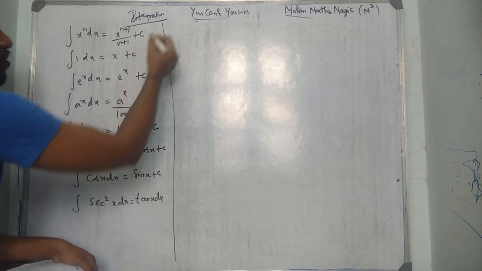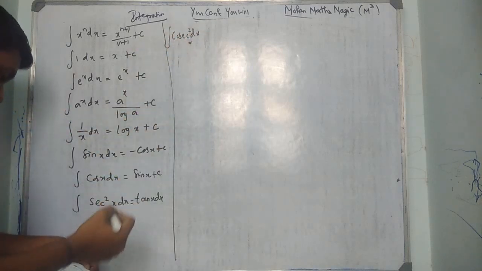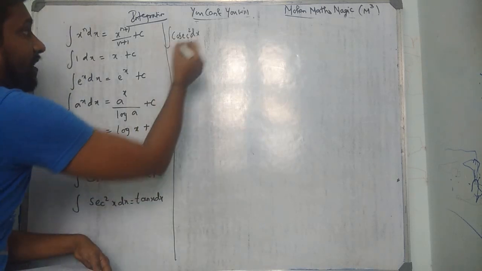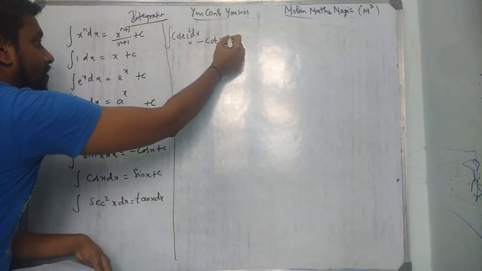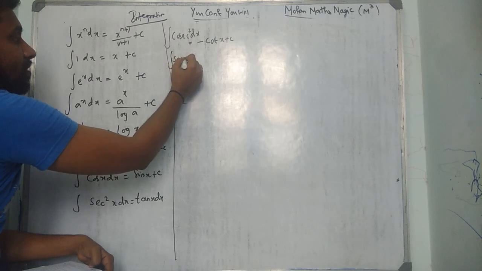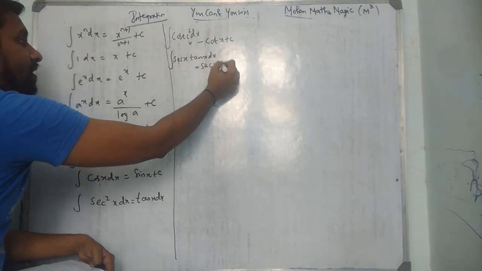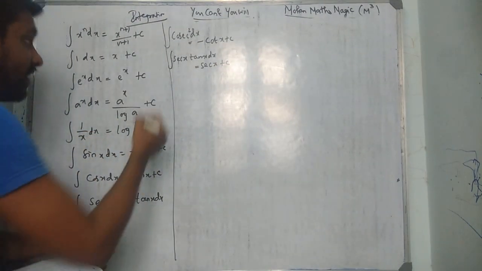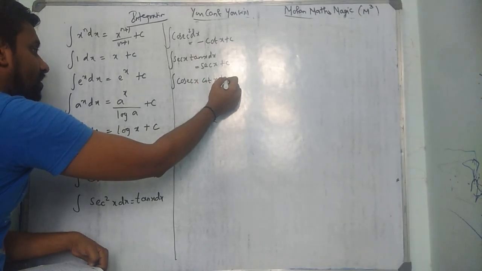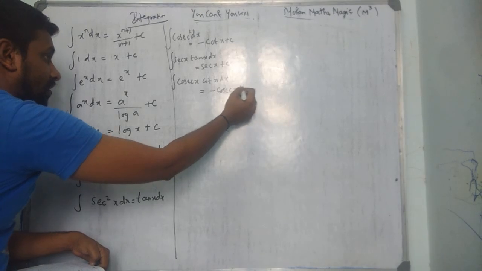Next, cosecant square x. I am seeing the MTG book only. MTG book they have given you on page number 160, very clearly. So cosecant square x you will get minus cot x. And secant x tan x, you will get secant x plus c. And cosecant x cot x, you will get minus cosecant x plus c.